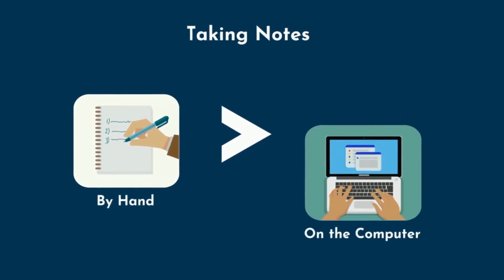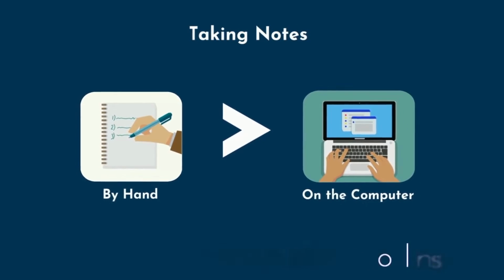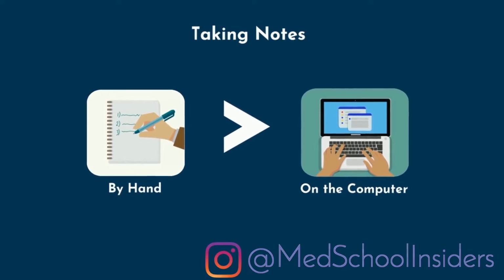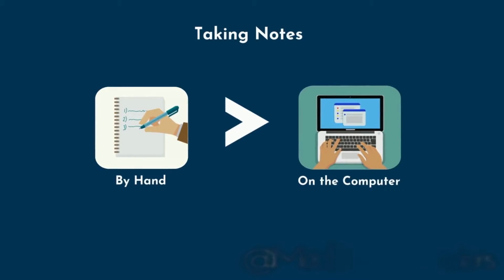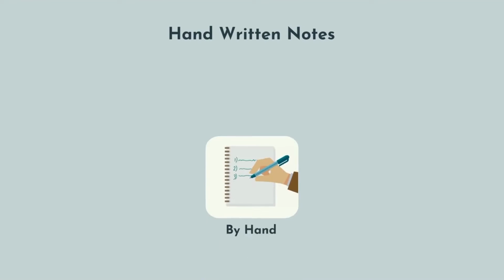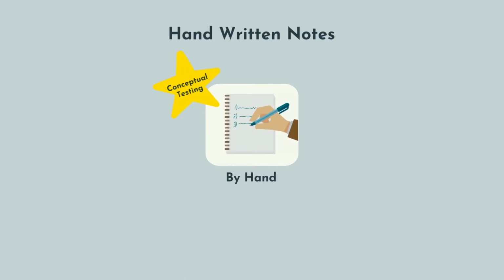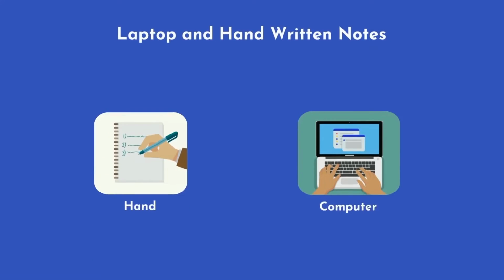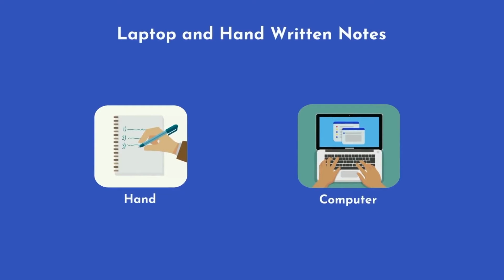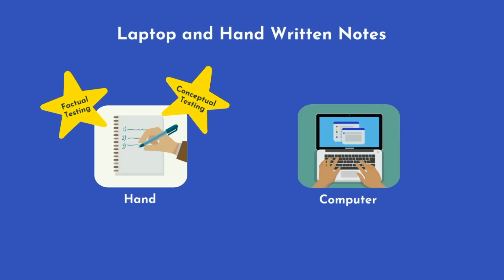Based on the Mueller and Oppenheimer paper, you may jump to the conclusion that taking notes by hand is superior to the computer. As always, the actual science is far more nuanced than lazy thinking and black and white summaries would have you believe. Mueller and Oppenheimer found an advantage to handwritten notes with regards to conceptual testing, but no difference with regards to factual testing. Additionally, this only tested the process function of note-taking, meaning taking the notes, but not the product function, meaning reviewing the notes. When they did allow laptop and written note takers to review their notes, the handwritten notes performed better in both factual and conceptual testing.